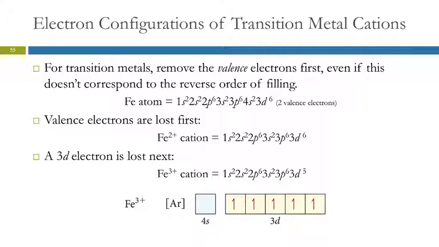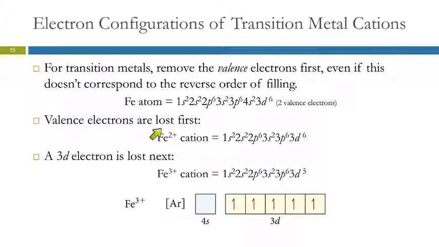For the transition metals, you don't remove them in reverse order of filling necessarily. You take the valence electrons off first, and then you would go into the 3d or 4d or whatever. You'd go into the core electrons. So for iron, here's its electron configuration. There are 2 valence electrons. They're kind of hiding here in the middle. 4s2, and then there's 6 electrons in the 3d sublevel.